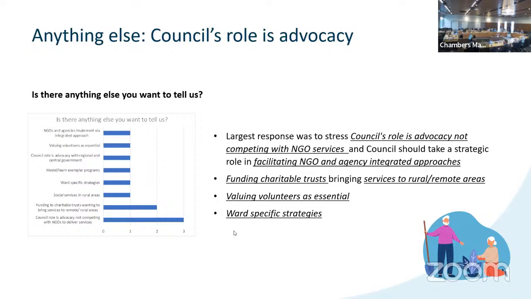We also need to be looking at funding charitable trusts, and that brings services to rural and remote areas. As part of this, we need to value volunteers as essential, and we also need to think about ward-specific strategies.